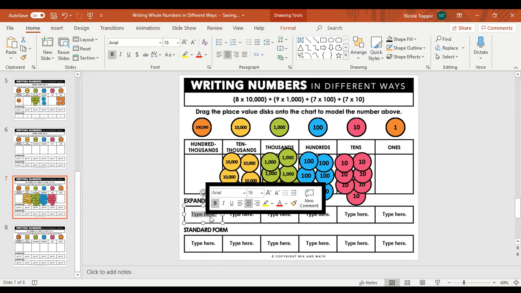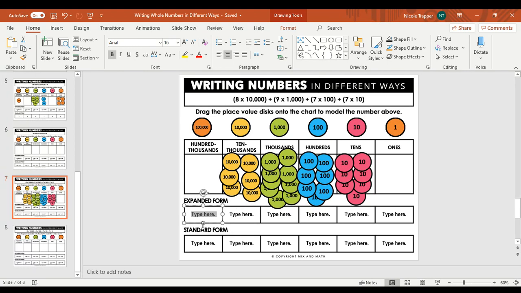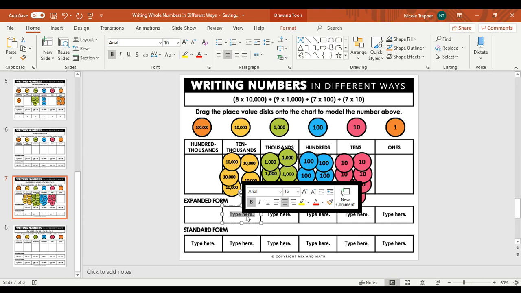Now for expanded form, we're going to find the value of each. There's no 100,000, so I'm just going to delete that one and not have anything there, because you don't technically need a 0. If you're writing this number and there is no 100,000s, you wouldn't put a 0 for that because it's on the left side of the place value chart. Anything to the right with nothing in it, you would need to put the 0.